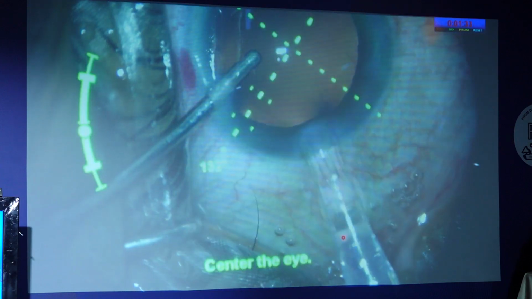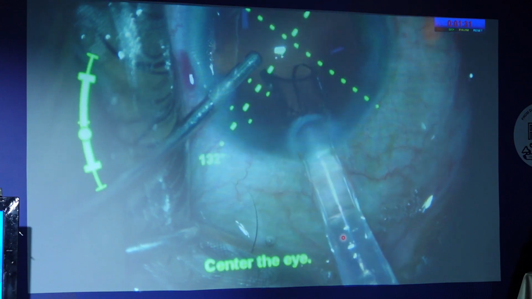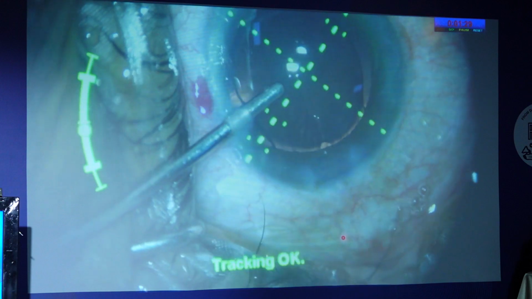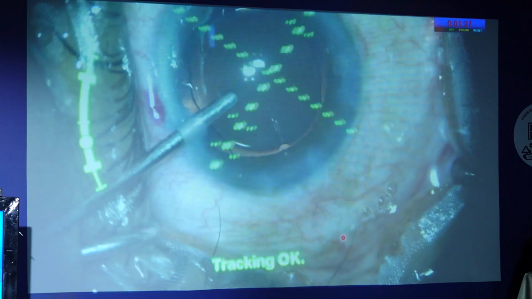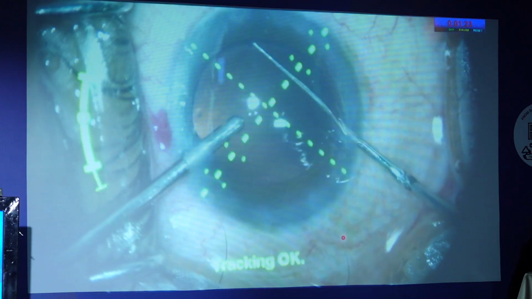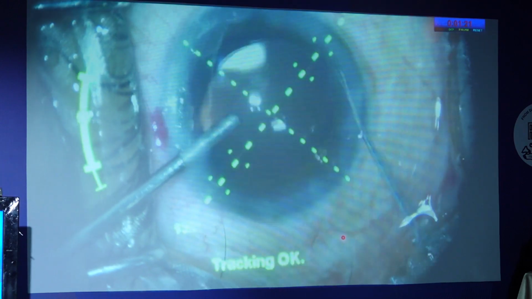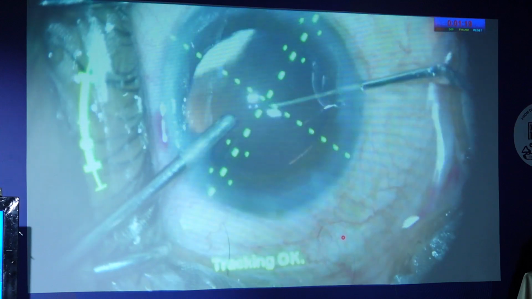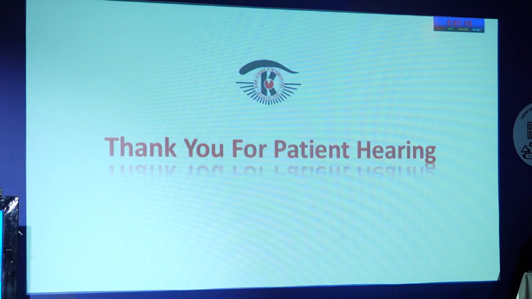So to summarize, I would say this machine has advantages not only to improve efficiently the outcome of surgery, but also to make the surgeon more relaxed, so that if he has a long list, he would not be tense in doing surgeries. Thank you.